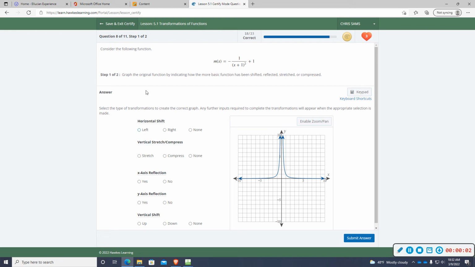All right, number 8, we want to describe the transformation of this graph. So we have the 1 over, looks like x squared. And you can clearly see parentheses here. So this plus 1 is going to shift it left 1.